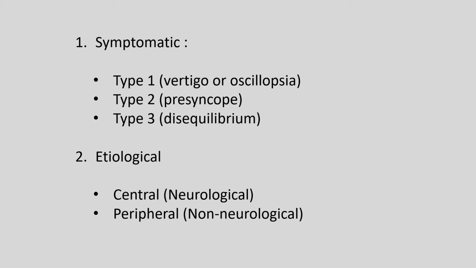The patient will complain of one of three states: an hallucination of movement, type 1, either vertigo or oscillopsia. Type 2 is a feeling that a faint is coming on, and type 3, the patient actually loses balance. With some thought, you will see that the last is not a sense of disequilibrium, but is actually disequilibrium. And this is the weakness of the definition I gave earlier on. We'll live with that though. Etiologically, dizziness is either caused by neurological problems or non-neurological problems. This is the classification of dizziness, but let's move on to more definitions.